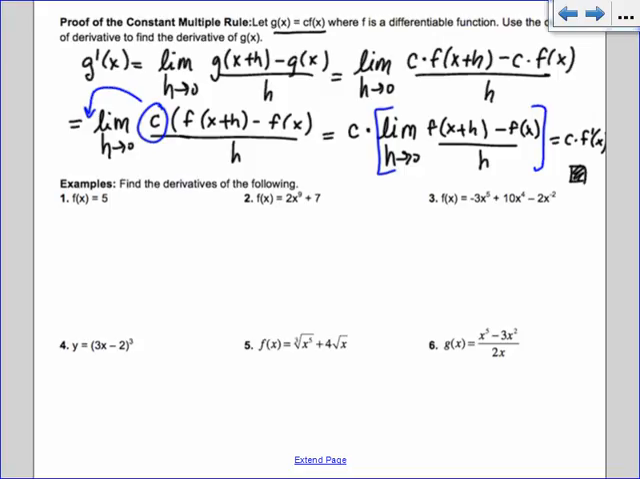Okay, so number 1, I have f of x equals 5. It's a constant. Think about y equals 5. What's the slope of the line y equals 5? It's 0, right? So f prime of x is equal to 0. If you need to rewrite it as 5x to the 0, you can. So 0 times 5 is 0, and then the x part doesn't matter.